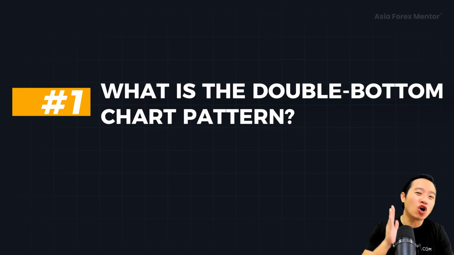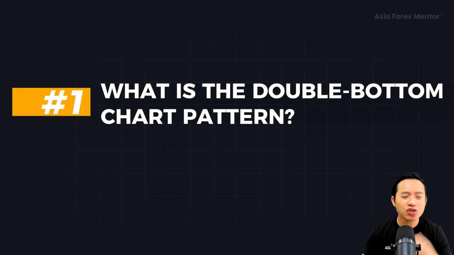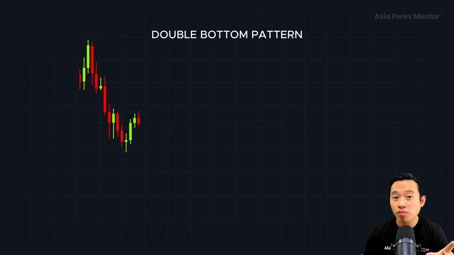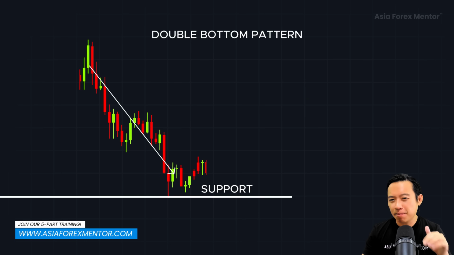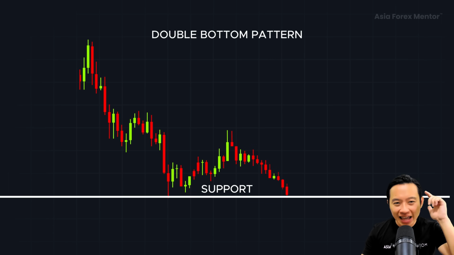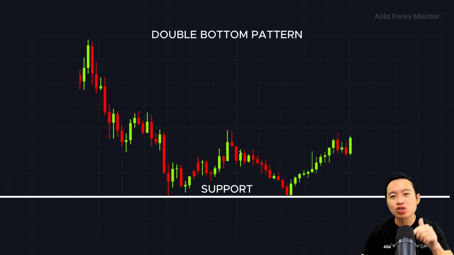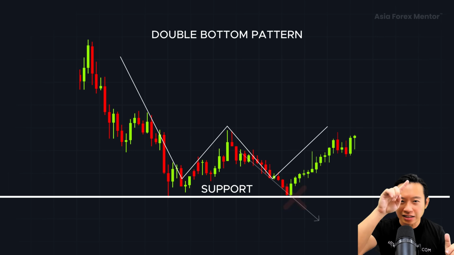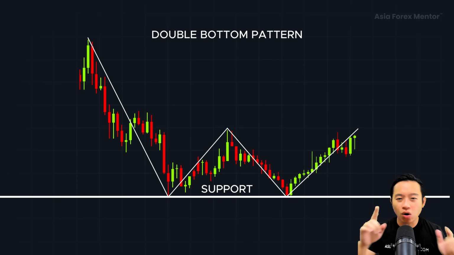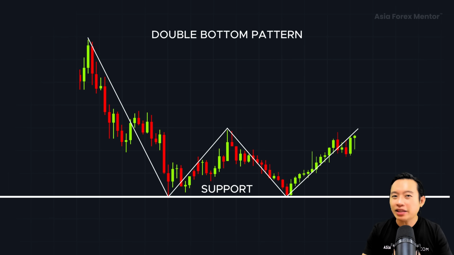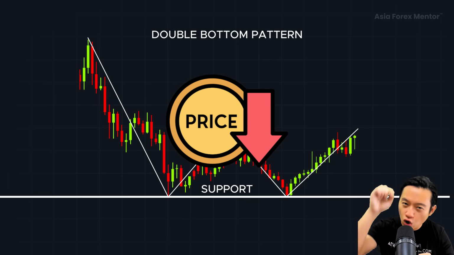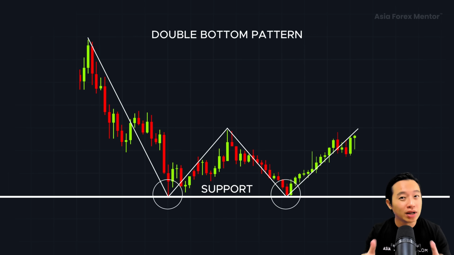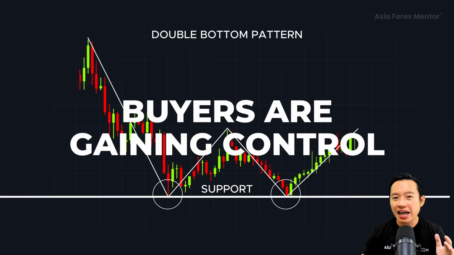So first off, let's talk about the double bottom pattern. What exactly is a double bottom? It is a chart pattern that forms when the price drops, hits a support level, bounces up, then retests the same level again, but fails to break through. Picture a W shape on your chart itself. This pattern shows that the sellers tried to push price lower twice, but couldn't break that support level. So that means the buyers are gaining control.